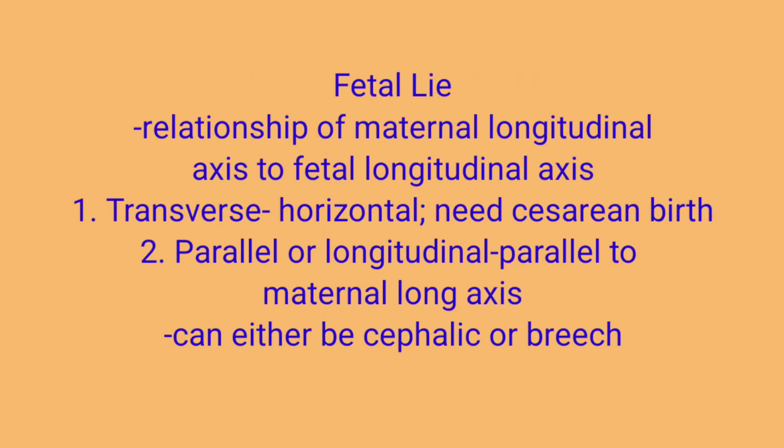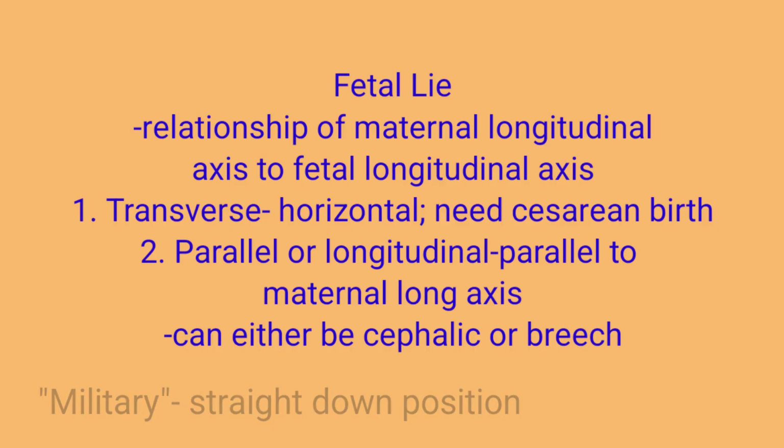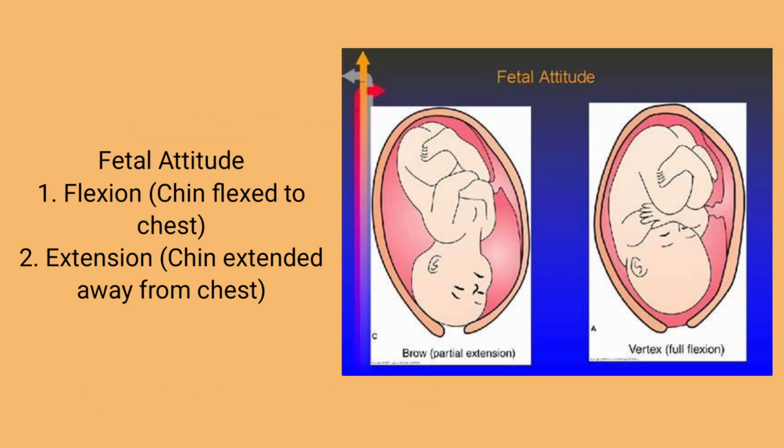Then the fetal lie means the relationship of the baby with the maternal longitudinal axis or spine of the mother. It can be either transverse, parallel, or longitudinal. The next one is going to be the fetal attitude. This one is easy to remember because either it's fetal flexion, which is chin flexed to chest of the fetus, or fetal extension, which means that the chin is extended away from the chest.